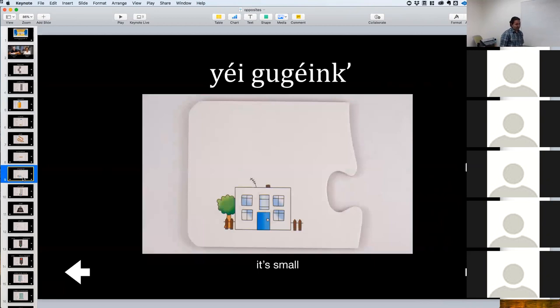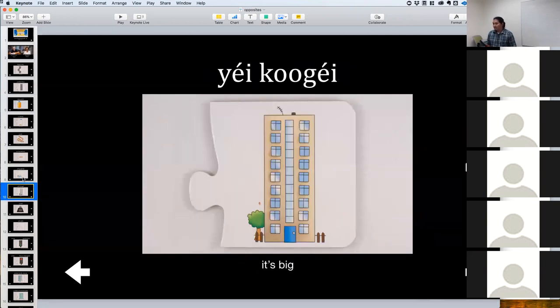Yegugenk. It's for something to be small. Usually not a living thing. It's a little different for a living thing. Yekuge. It's big.